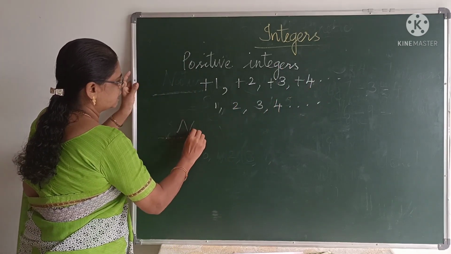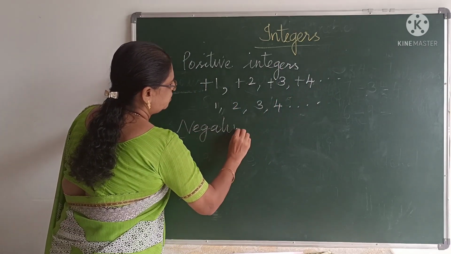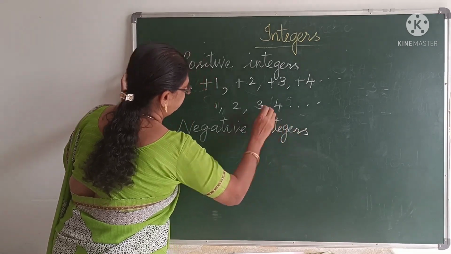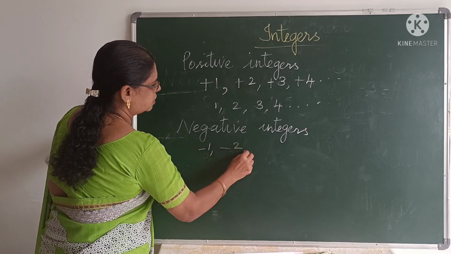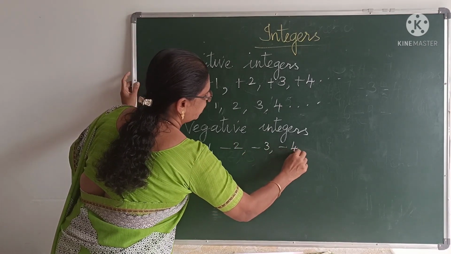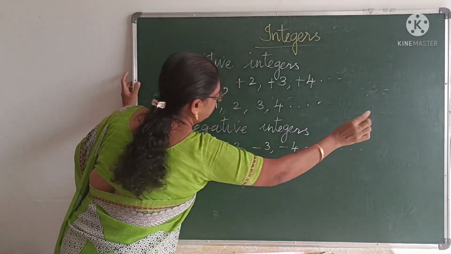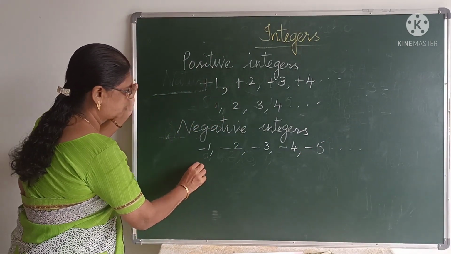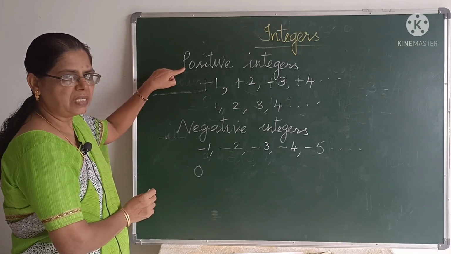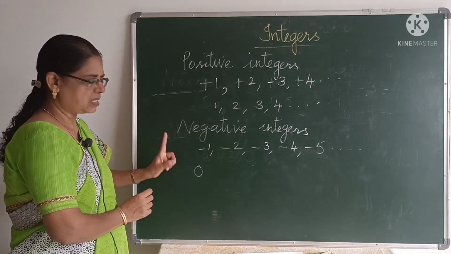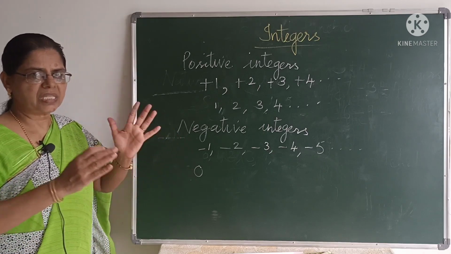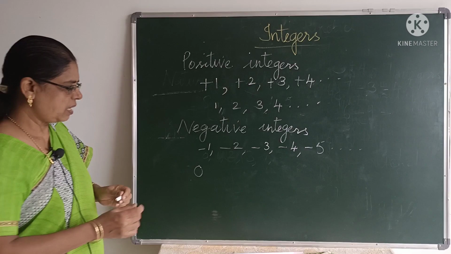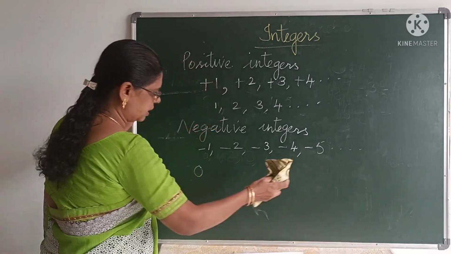Now negative integers. Negative integers are written with minus sign. Minus 1, minus 2, minus 3, minus 4, minus 5 and so on. And then we know 0. So positive integers and negative integers along with 0 is the new set of numbers called integers. Today we are going to learn more about integers.